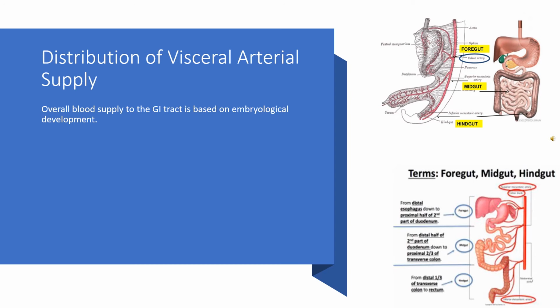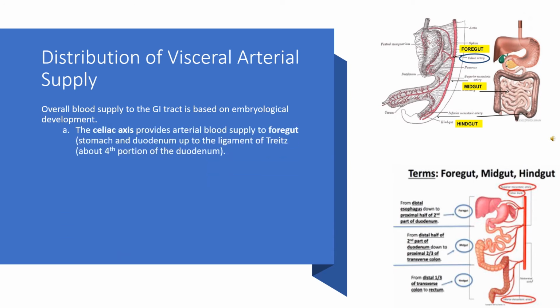Now, the distribution of arterial blood supply is based on the embryologic development of the GI tract. And the GI tract consists of the foregut, midgut, and hindgut. The celiac axis supplies blood to the foregut. So any structures that are derived from the foregut are supplied by the celiac artery. So that includes the stomach and duodenum up to the ligament of Treitz, which is about the fourth portion of the duodenum.